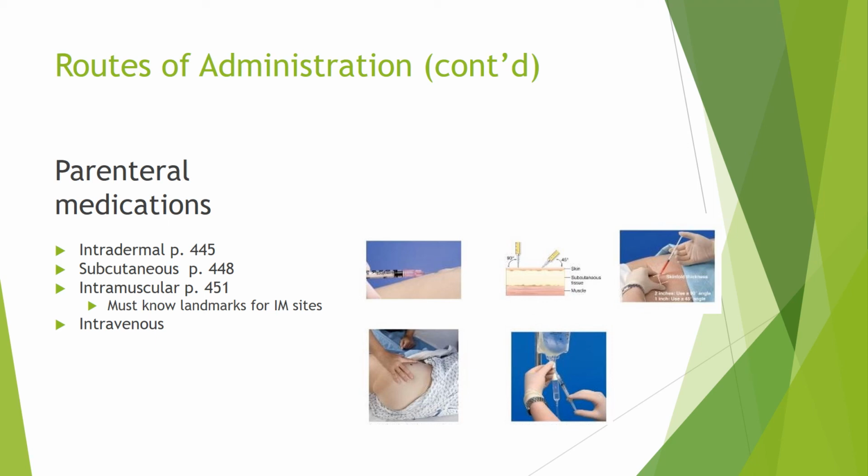Subcutaneous, depending on how much subcutaneous tissue the person has, you either go in at 90 or 45 degrees. And then the intramuscular is usually at a 90 degree. And we also can give a Z-track, and there's a picture and explanation of that in your book. I'm not going to talk about IVs this time. We'll wait till next semester for that.